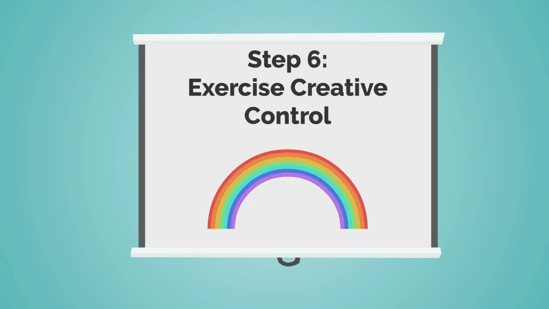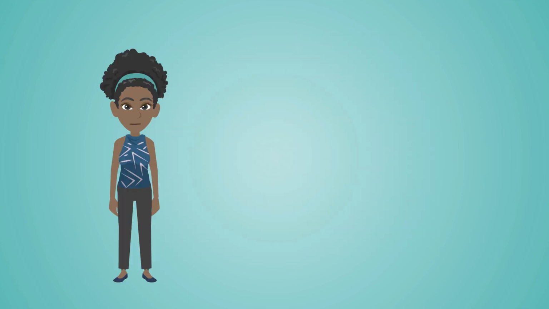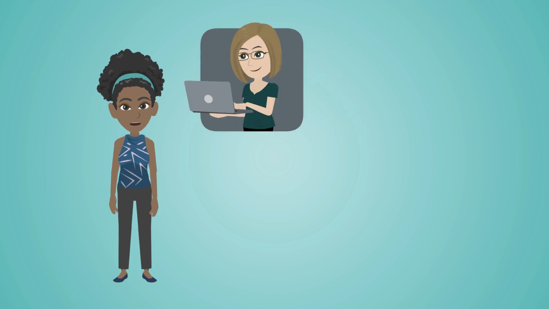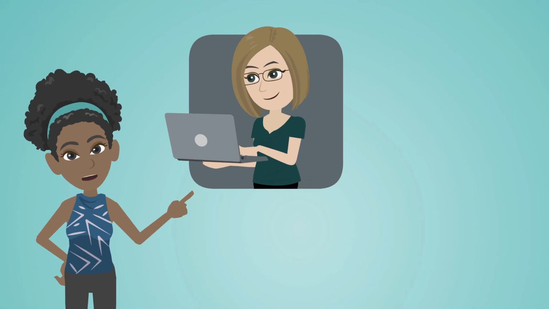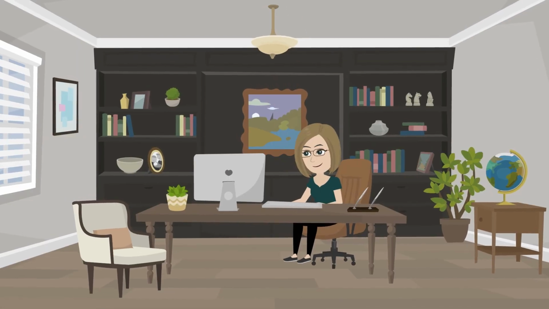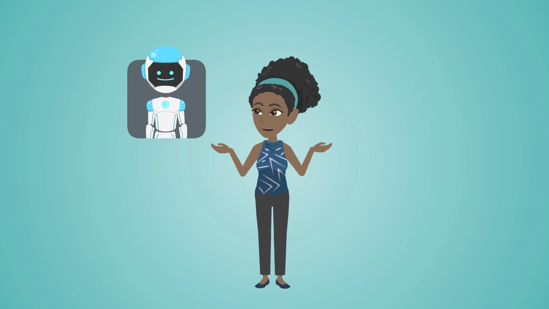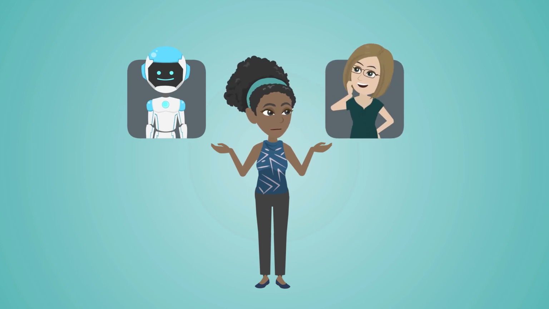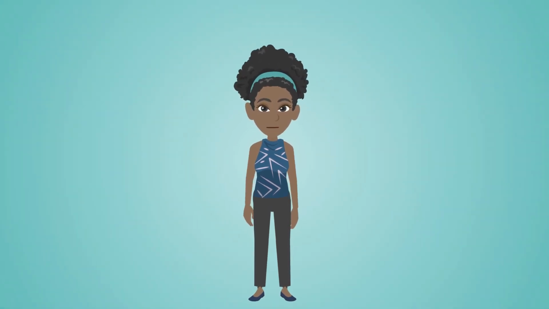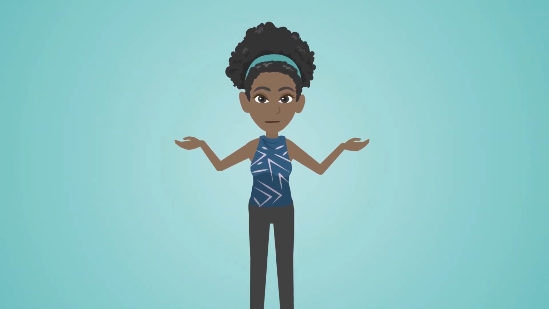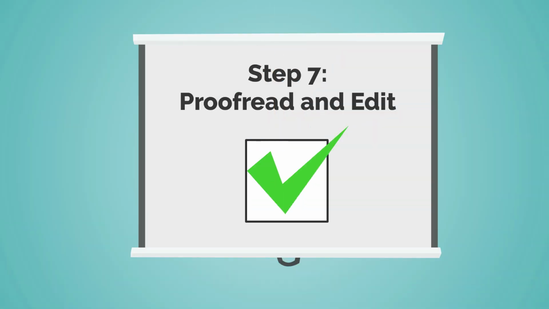Step 6. Exercise creative control. Remember that ChatGPT is a tool to assist your creative process, but the final decision-making rests with you. Use your own judgment and expertise to evaluate the suggestions from ChatGPT. Combine the AI-generated ideas with your own creative input, and always consider the overall coherence, tone, and style of the script.